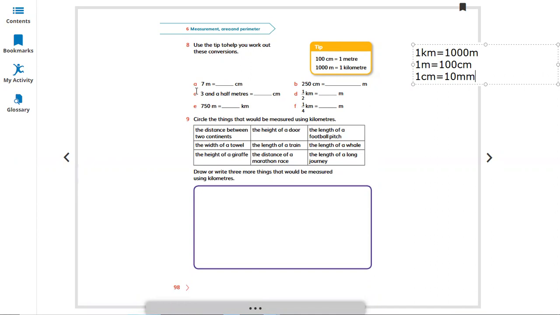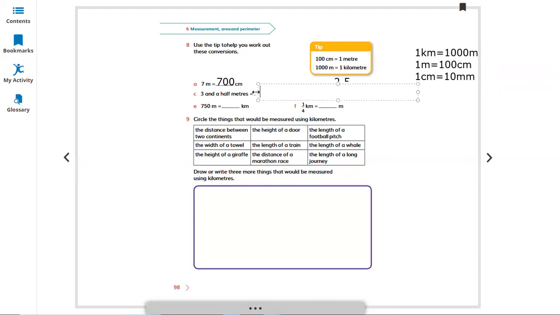Question number 8, part A, 7 meters. If you know this one, it's very easy to calculate and find the answer. 7 meters equals 700 centimeters. 250 centimeters, you need to change into meters. So it's equal to 2.5. We need to find the answer in meters. You can write 2.5 meters. And 3.5 meters, same like this.